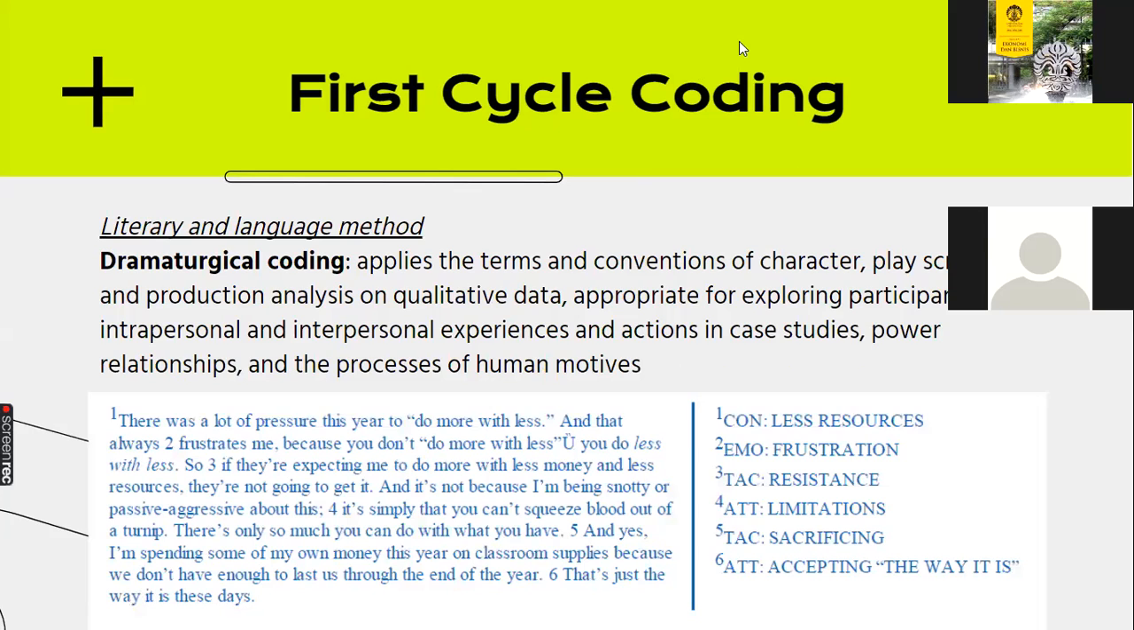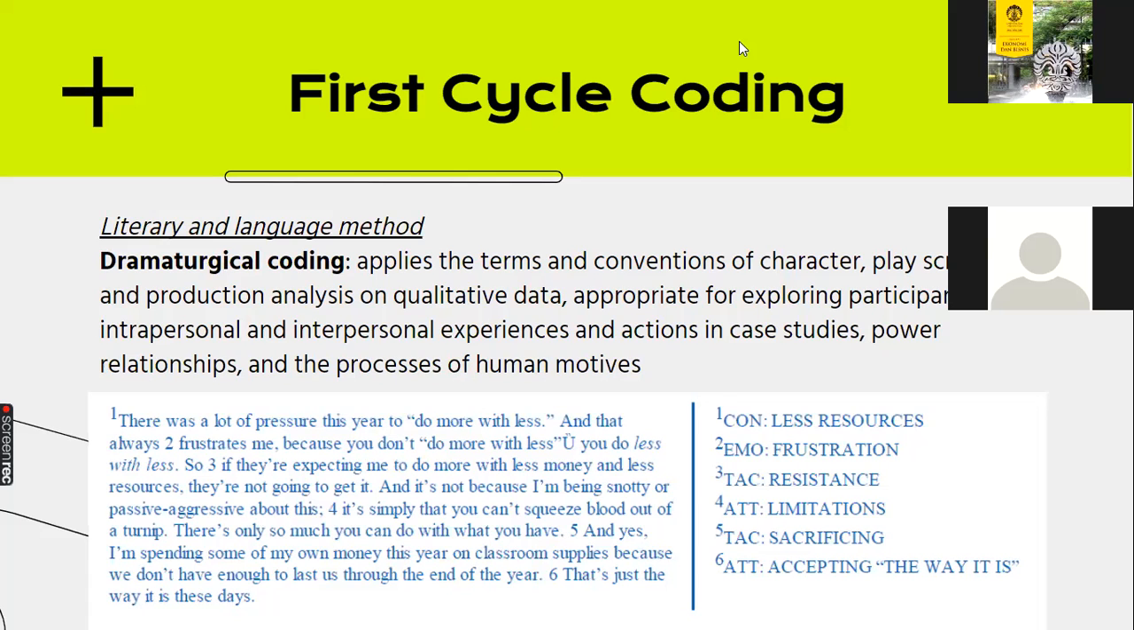Okay, moving on, there is the literary and language method, which there's only one, which is the dramaturgical coding. The dramaturgical coding applies the terms and conventions of character, play script, and production analysis on qualitative data. This is appropriate for exploring intrapersonal and interpersonal experiences and actions in case studies. And the example that we have included here is a passage. So I'm going to read the first sentence. There was a lot of pressure this year to do more with less, and that always frustrates me.